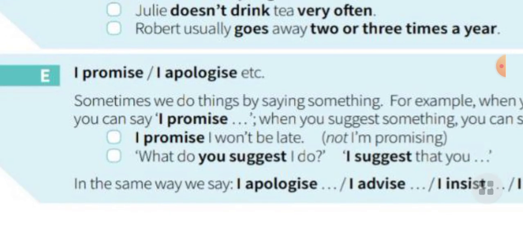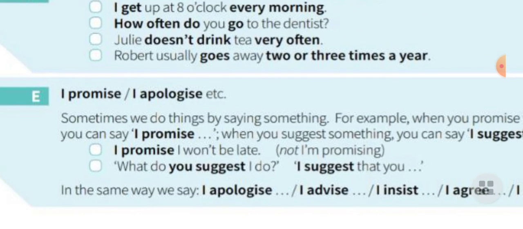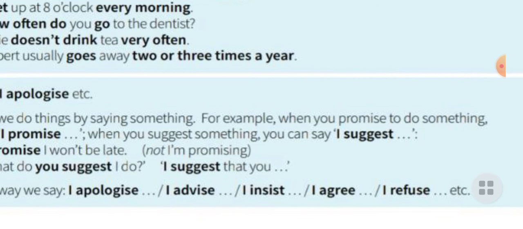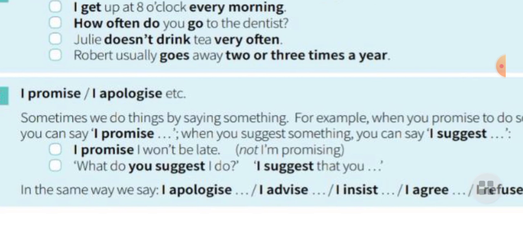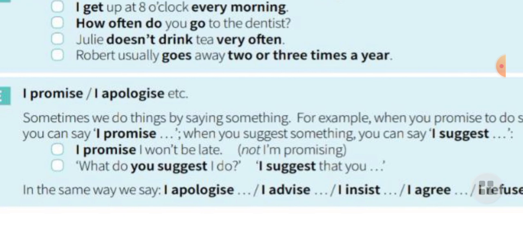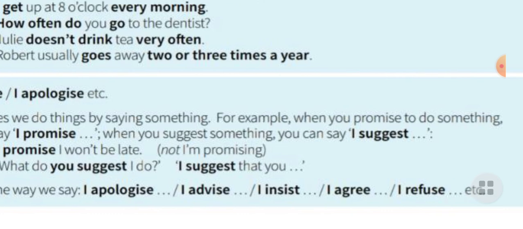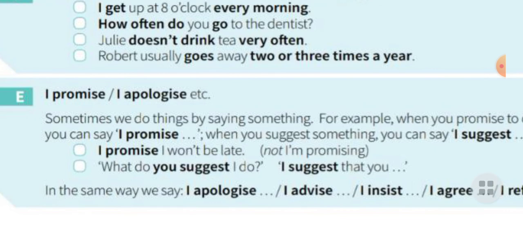Okay. Then comes E. You see, some words, I promise, I apologize, they are telling something about it. Sometimes we do things by saying something. For example, when you promise to do something, you can say I promise. When you suggest something, you can say I suggest. So I promise I won't be late. Here you cannot use the ing form. You cannot say I am promising. You have to say I promise. What do you suggest? You cannot say what are you suggesting. In a similar way, I apologize, I advise, I insist, I agree, I refuse. These should all be used without the ing form.